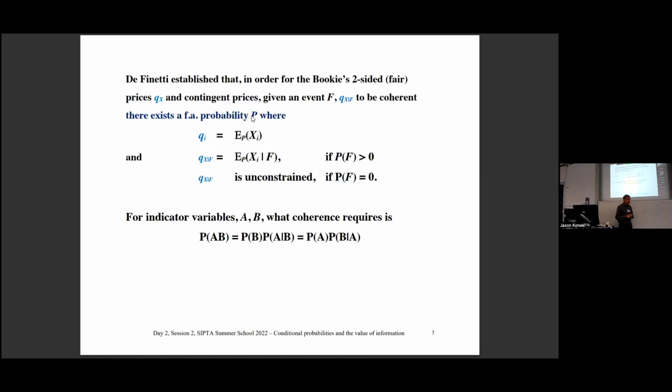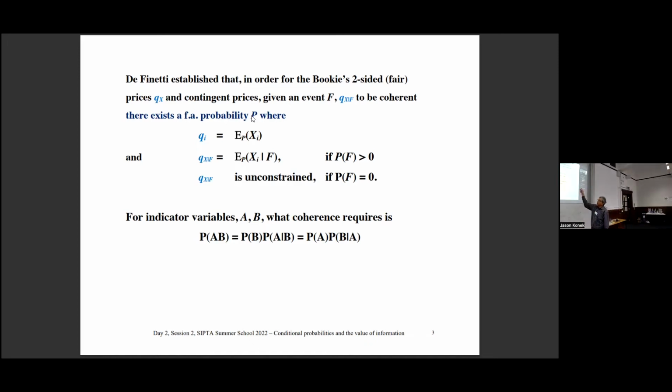So de Finetti established that if you're adding these kinds of contracts, so you're asking the bookie to give you unconditional prices and also contingent prices, you have to present that. The unconditional prices were the ones that we looked at in the morning. So I've got a price on X_i, and then I've got a price on X_i contingent on F. And de Finetti's theorem says that the game resolves in such a way that the bookie is exposed to a sure loss, or the bookie is immune to a sure loss, if and only if the following happens.